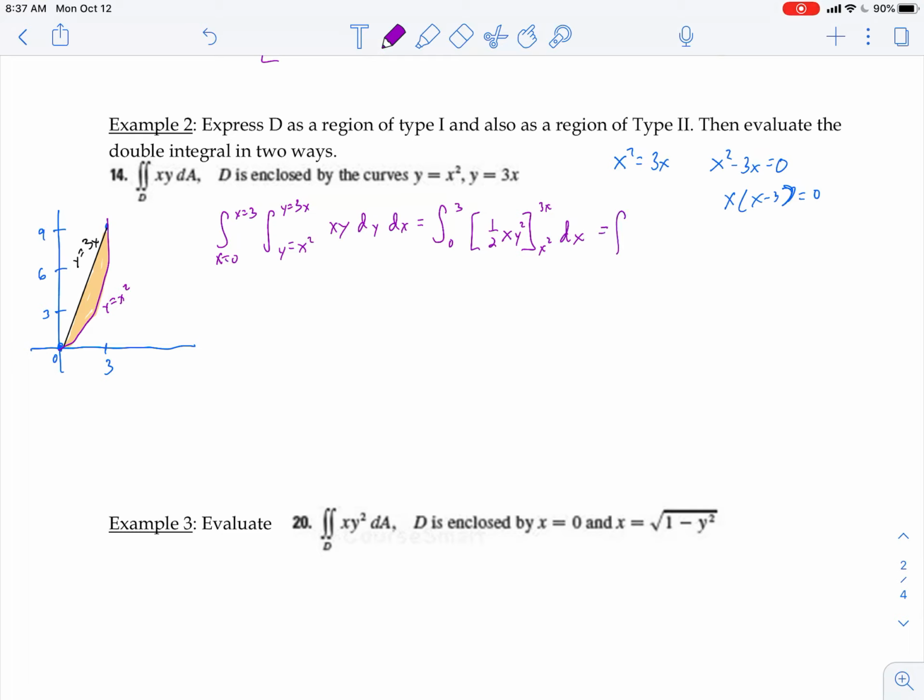So let's just keep working. 0 to 3, we're going to plug in our 3x. We get 9x cubed, so 9 over 2 x cubed.